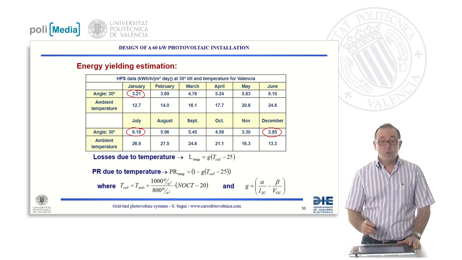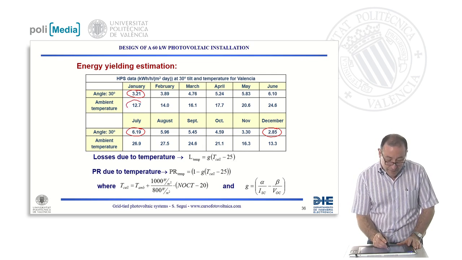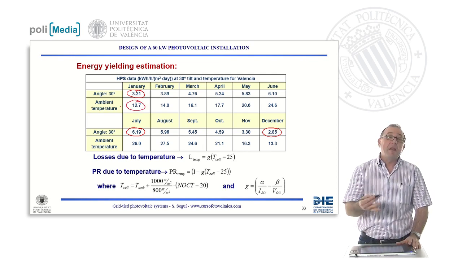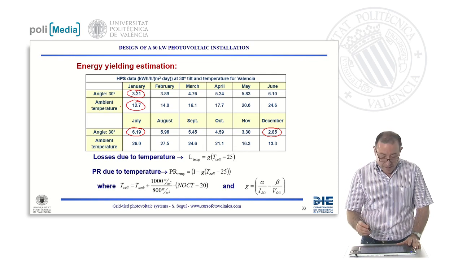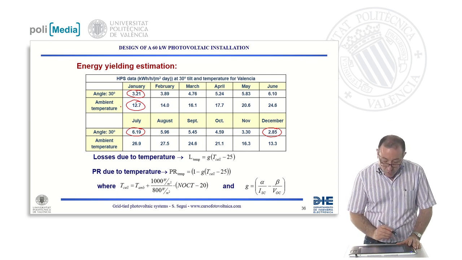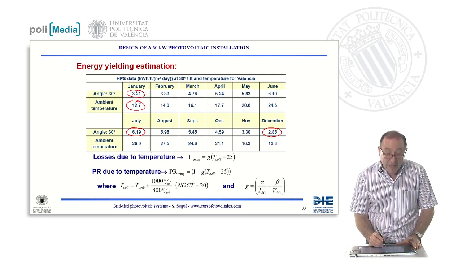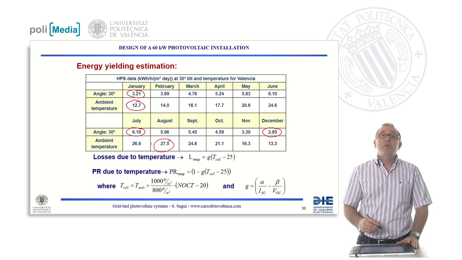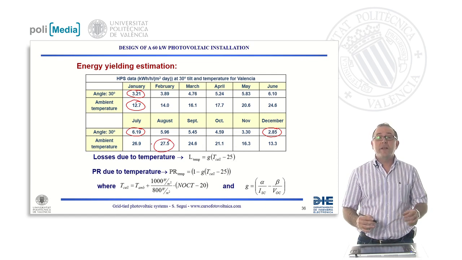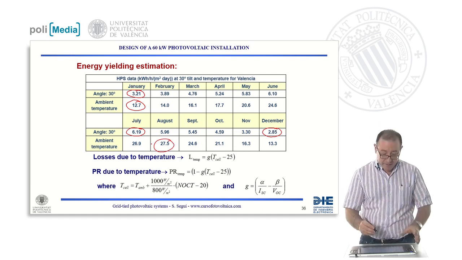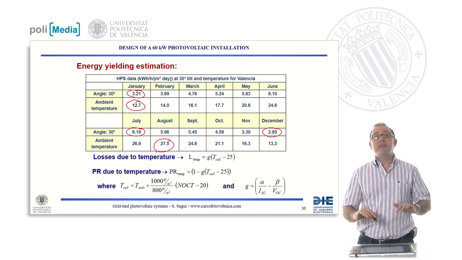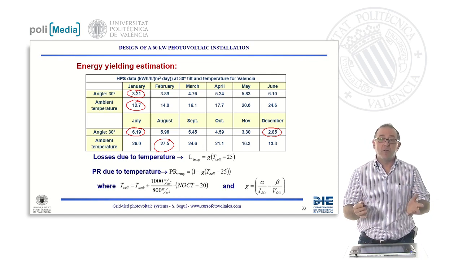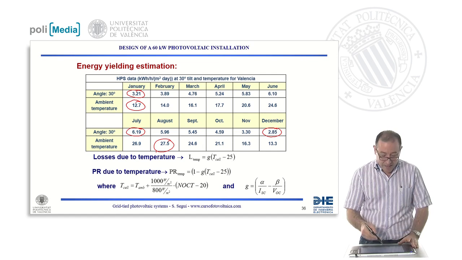About the temperatures, we can see the variation of temperatures between winter, with minimum values near 12 degrees Celsius, to the highest average temperatures that we can expect in August. During some days in August, we can reach maximum values near 40 degrees in Valencia. But here, we are using the average value of an average day in August.